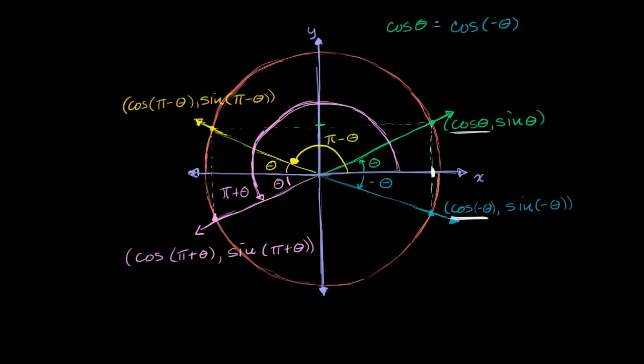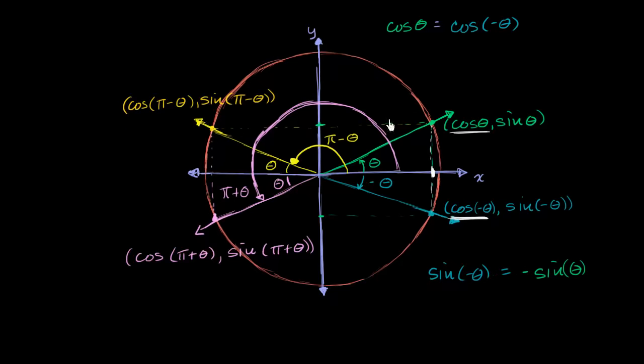But what about their sines? Well, here the sine of theta is this distance above the x-axis, and here the sine of negative theta is the same distance below the x-axis. So they're going to be the negatives of each other. So we could say that sine of negative theta is equal to the negative sine of theta. It's the opposites. If you go the same amount above or below the x-axis, you're going to get the negative value for the sine.